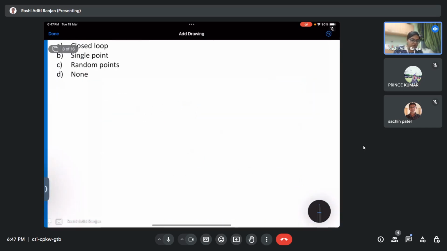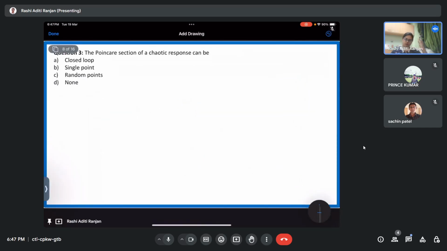Coming on to question number 3. The question says that the Poincare section of a chaotic response can be closed loop, single point, random points, none. So single point cannot be a correct answer, because we know that a single point occurs only in case of a periodic response.